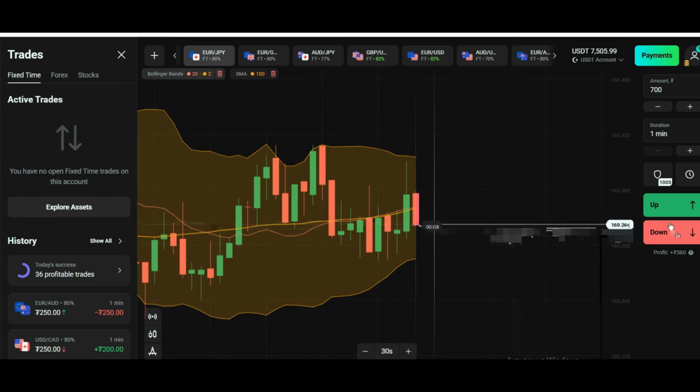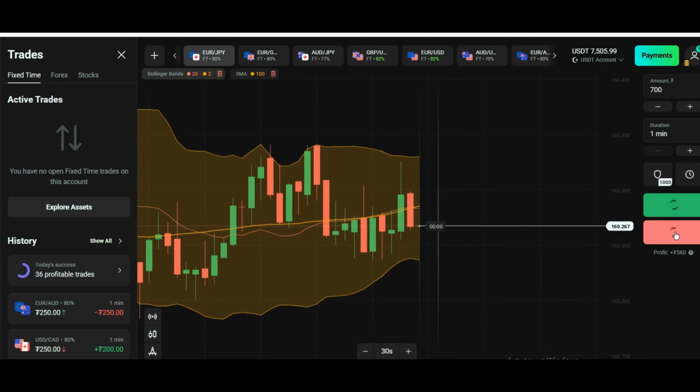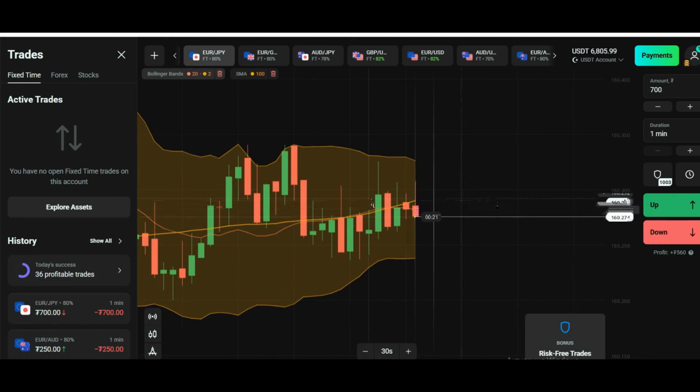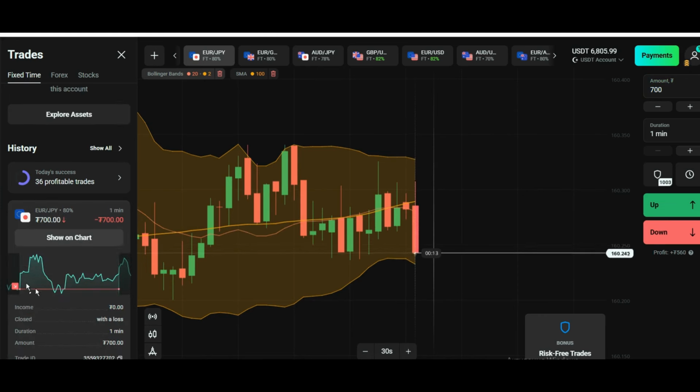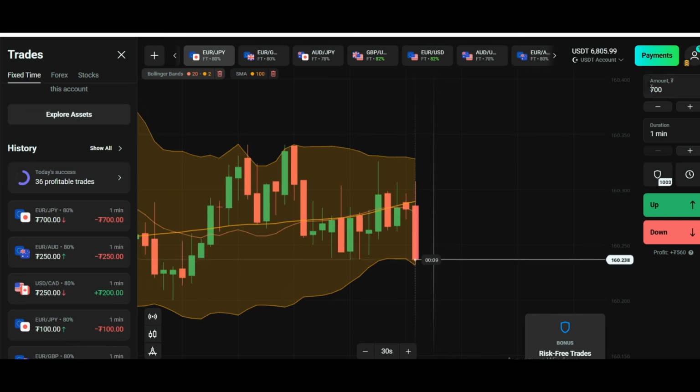Perhaps right now we will open a trade for a decrease. Let's wait for the candle to end. We are opening a trade for a decrease. Yes, friends, the market in this particular currency pair is very volatile, so we have the loss. Let's take a look together. Sharp rise, sharp fall. As we can see, very volatile.